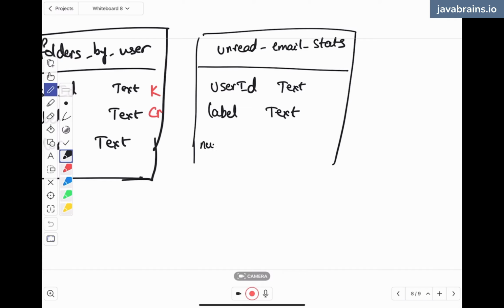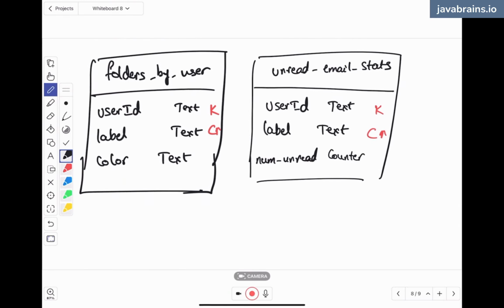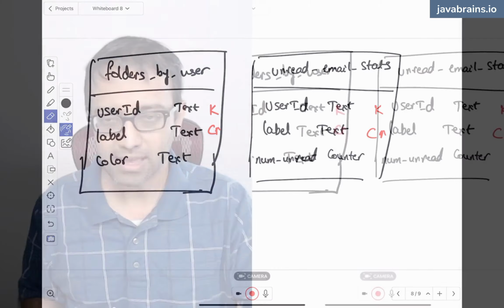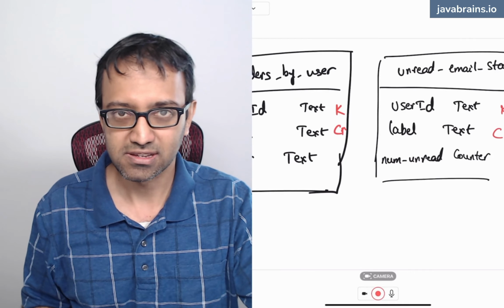So I need one separate table just for managing the counter. So I'm going to call this num unread, which is also text. Now this is going to be the partition key. This is going to be the clustering column. And this is going to be the counter. Now with these two tables, I'm able to effectively manage tracking the number of read and unread messages.